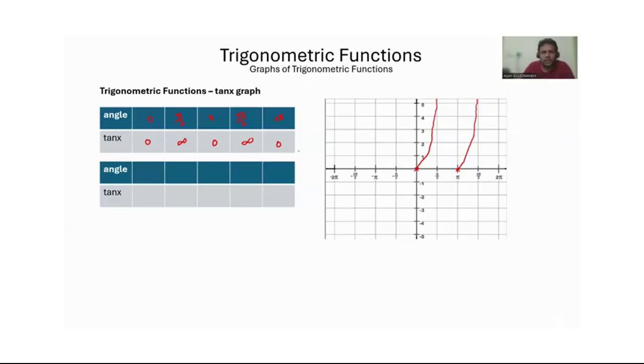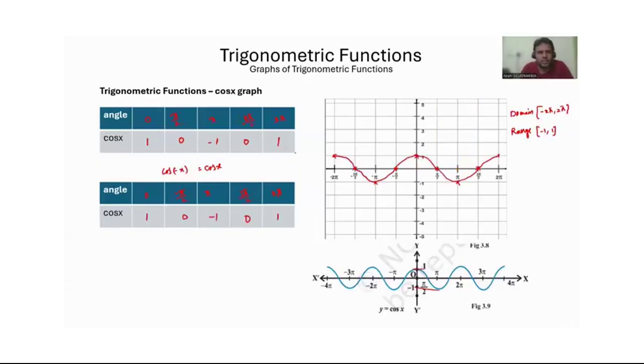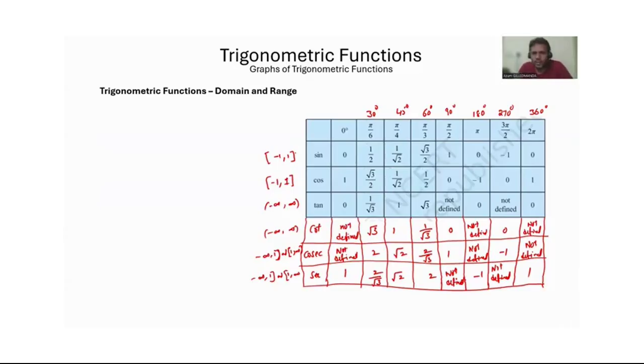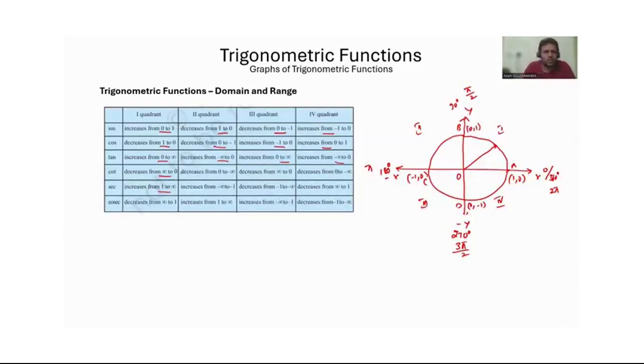We had values, right? So let's look at this table. What happens in the second quadrant? In the second quadrant, it is minus infinity to 0. In the third quadrant, it is 0 to infinity. And in the fourth quadrant, it is minus infinity to 0.